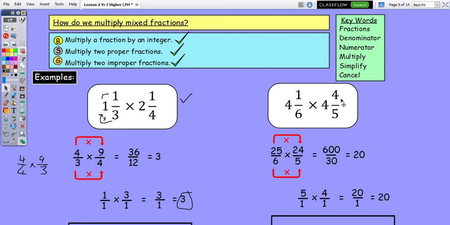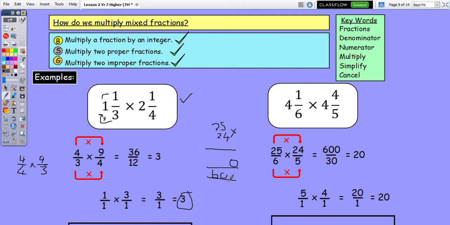This question is a really good example of why we simplify first. Now, 4 and 1/6 can be written as 25 over 6. 4 and 4/5 is 24 over 5. You can clearly see that the numerators are getting quite big now. If we were to answer this question in a test, then we'd have to work out what 25 times 24 equals, which takes a minute or two of maths to do. So rather than go down this route, there's nothing wrong with it, nothing wrong at all.